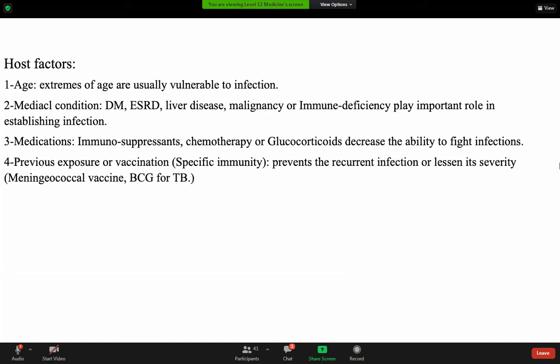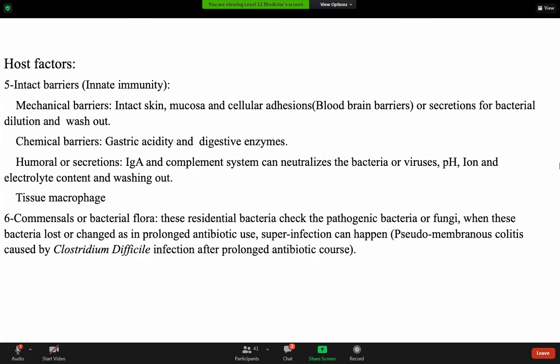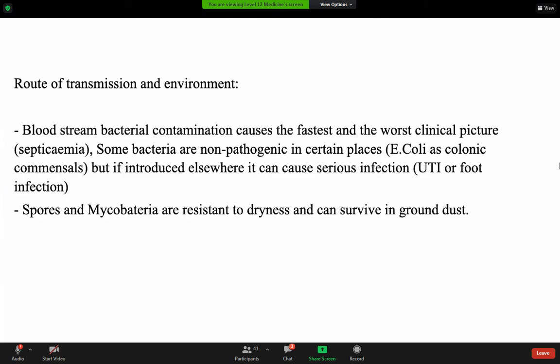To prevent the recurrence of infection like TB, for example. Also, some of the host factors are intact barriers: mechanical barriers like skin and mucosa, chemical barriers like gastric acidity, and hormonal like IgA. All of these are important.